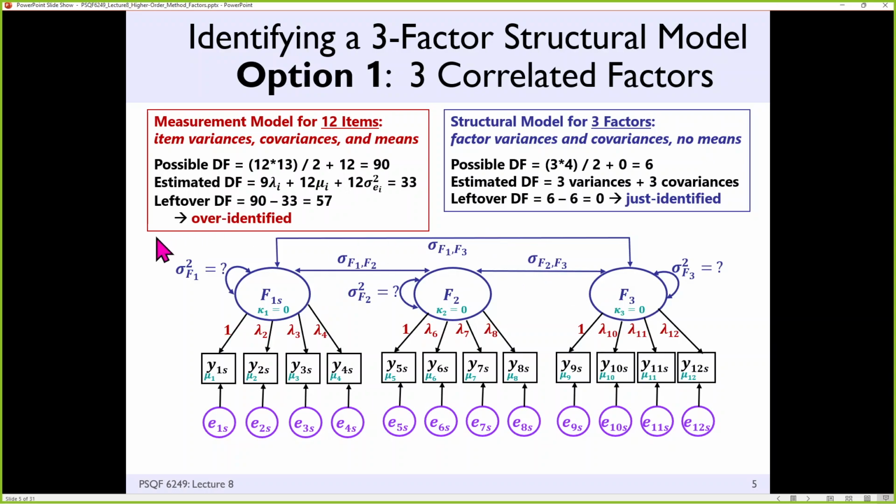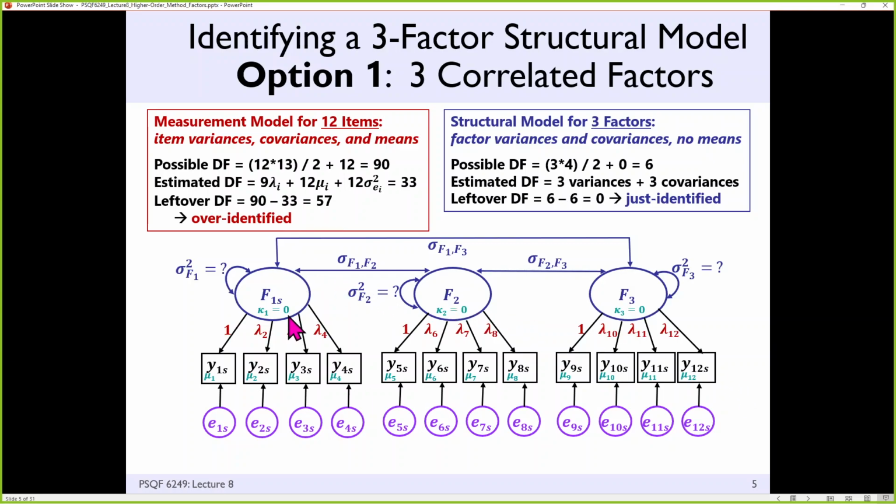So if we figure out what type of identification we have in terms of the measurement model versus the structural model, this is now a distinction that's important. For the measurement model, I have 12 items. So here's the formula for the number of possible degrees of freedom: 12 items times 12 plus 1, divided by 2, plus the number of items again for the means. So 90 is the total degrees of freedom that I can have for the measurement model. I am going to spend 9 loadings, 12 intercepts, and 12 residual variances, for 33 in total. So 90 minus 33 is 57. So in terms of the measurement model, this is very much over-identified.